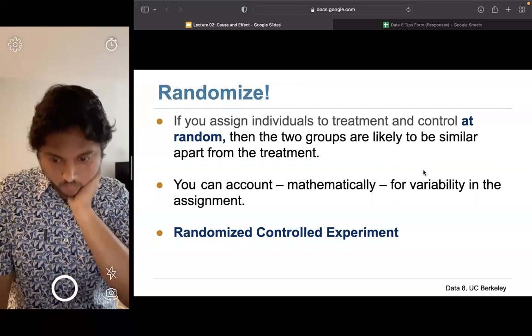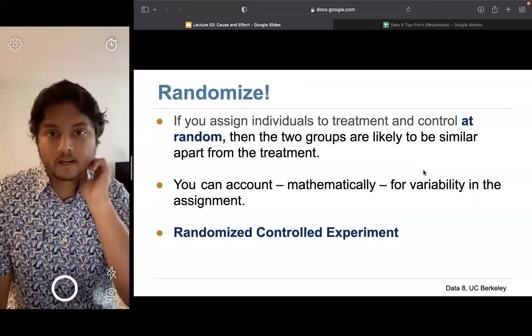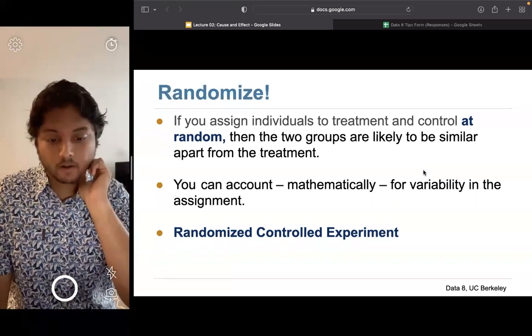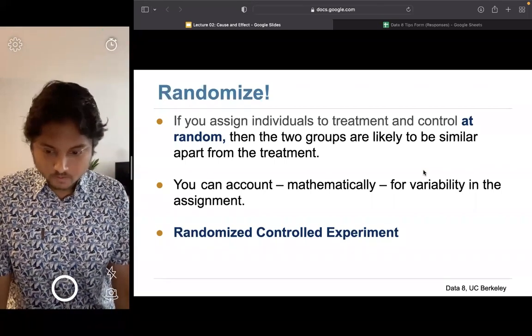When we randomize, does that prevent confounding? Yeah, exactly. You're preventing confounding by randomizing. Yep, that's like the point of it. Yep. Nice. Any other questions?